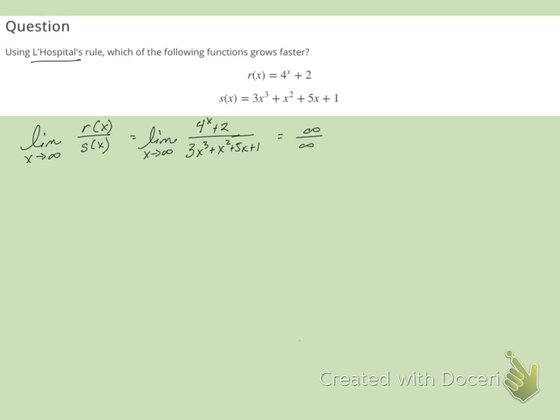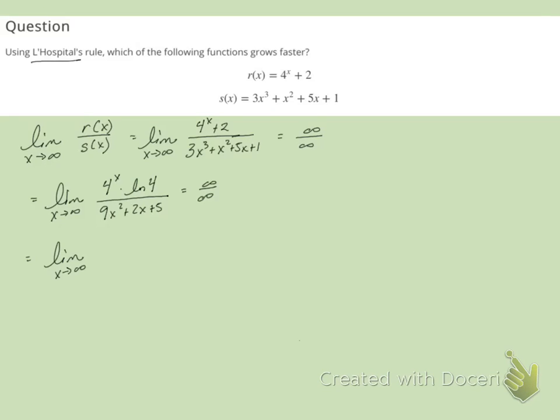So let's use L'Hopital's rule, and we'll take the derivative of the numerator. The derivative of 4 to the x is 4 to the x times the natural log of 4, and then the derivative of 2 is 0. In the denominator, we'll use the power rule. We'll get 9x squared plus 2x plus 5. But all this did was give us another indeterminate form of infinity over infinity. So let's apply L'Hopital's rule again.